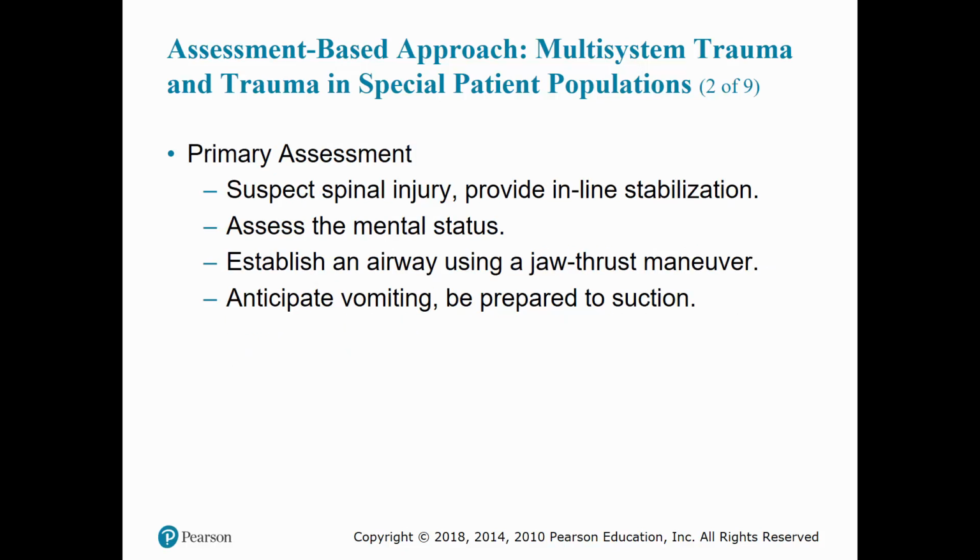Assess your patient's mental status using the AFPU mnemonic. Utilize tools such as your GCS and the PAT to provide additional information about the patient's mental state. This will give you a baseline when you go to reassess your patient. If you're needing to open up the airway, if you're taking spinal precautions, use a jaw thrust maneuver. And be prepared to suction if they go to vomit.